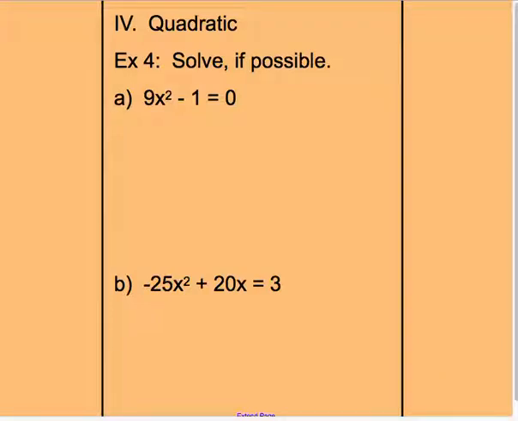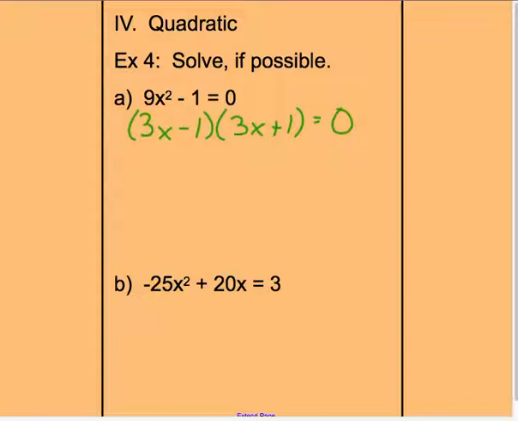Our last example on radicals leads us into solving quadratics. So we're first going to factor. Example A, we've got a difference of squares, so we factor that into its conjugates. And we set each binomial equal to 0.